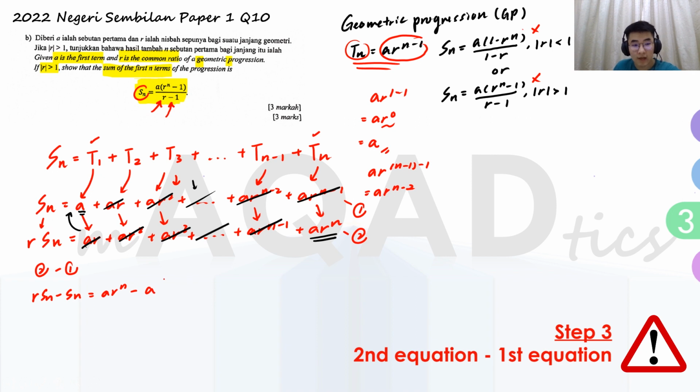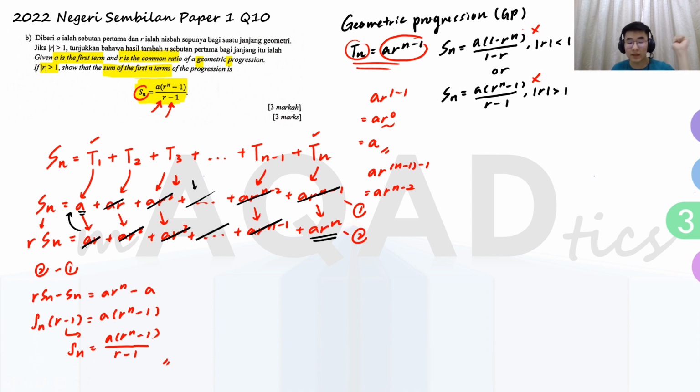Now we can factorize out the things which are similar. So for the left side it is Sn, and for the right side it is a. And then we can move the r minus 1 to the right side. And you can see this is actually the equation that we need to prove. So we have completed the question.